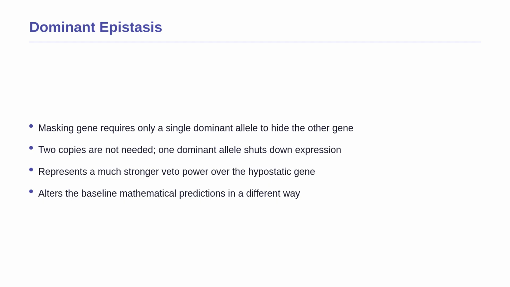Having proven how recessive epistasis works, let us explore the alternative scenario, known as dominant epistasis. In this case, the masking gene is so powerful that it only requires a single dominant allele to completely hide the other gene. You do not need 2 copies. Just one dominant allele is enough to shut down the expression of the hypostatic gene. This is a much stronger veto power compared to recessive epistasis. And as you might expect, it alters our baseline mathematical predictions in a completely different way.